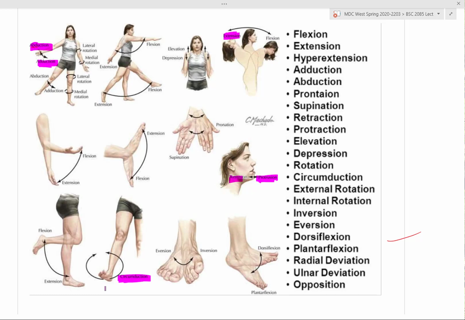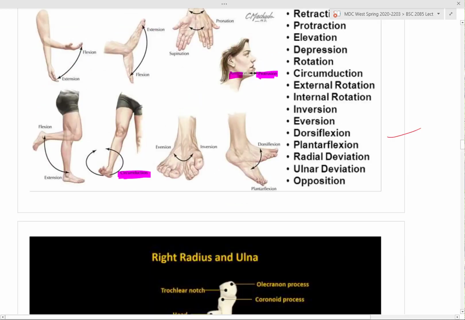And then finally, for the foot, you have inversion and eversion. Eversion is just pointing out, and inversion is just pointing them inside, right? And then dorsiflexion and plantar flexion, it tells you what it is, right? Plantar flexion is you just flex the plantar, and then dorsiflexion is you just move it up. That's it.